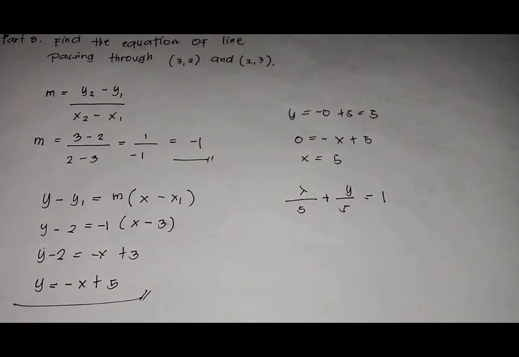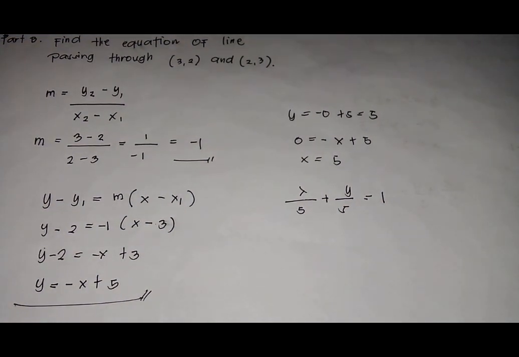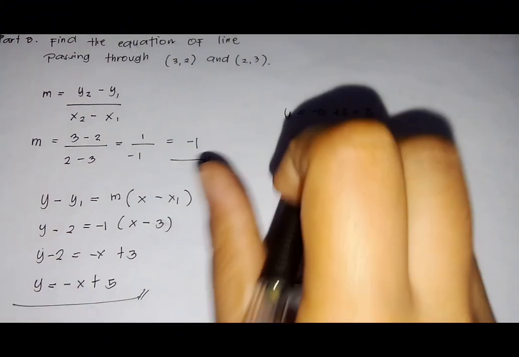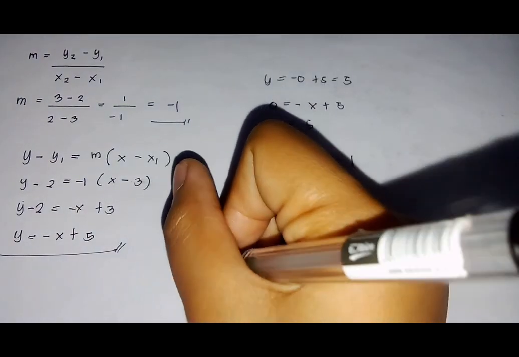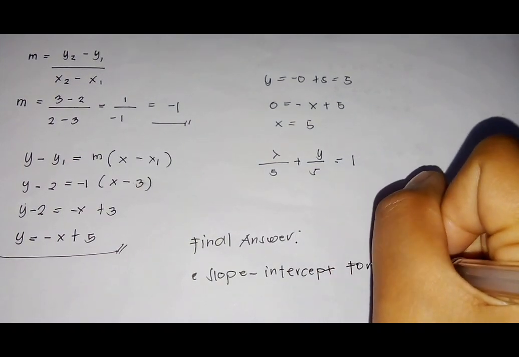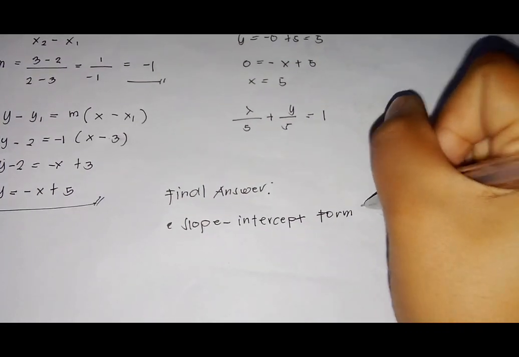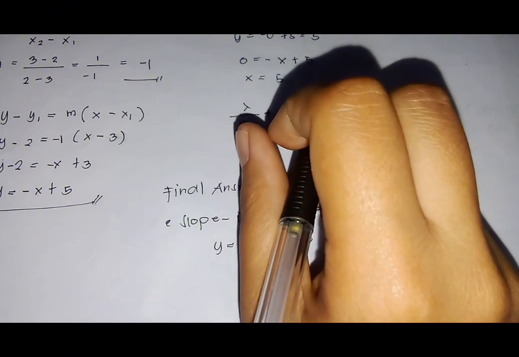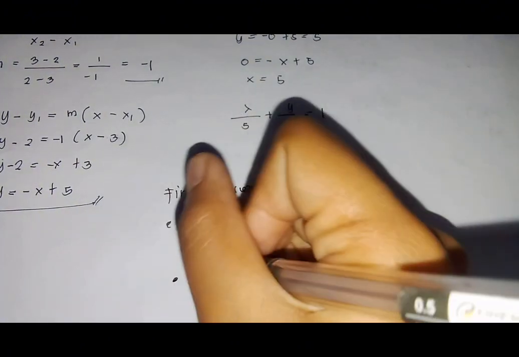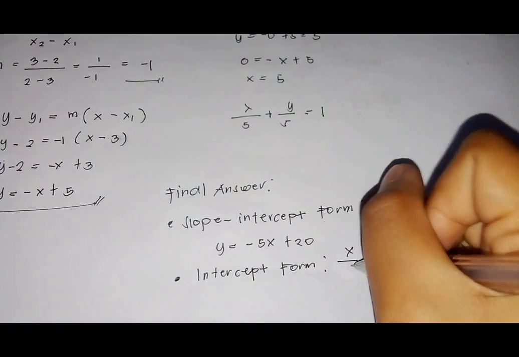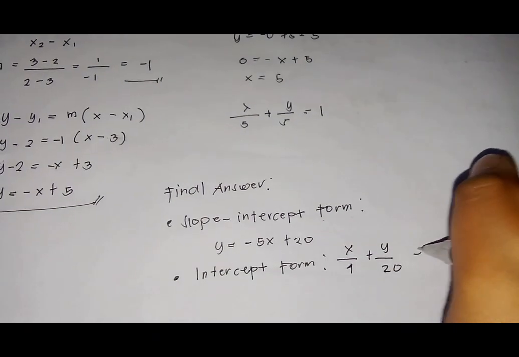So the final answer for part A and part B. For part A, the slope-intercept form is y = -5x + 20. The intercept form is x/4 + y/20 = 1.